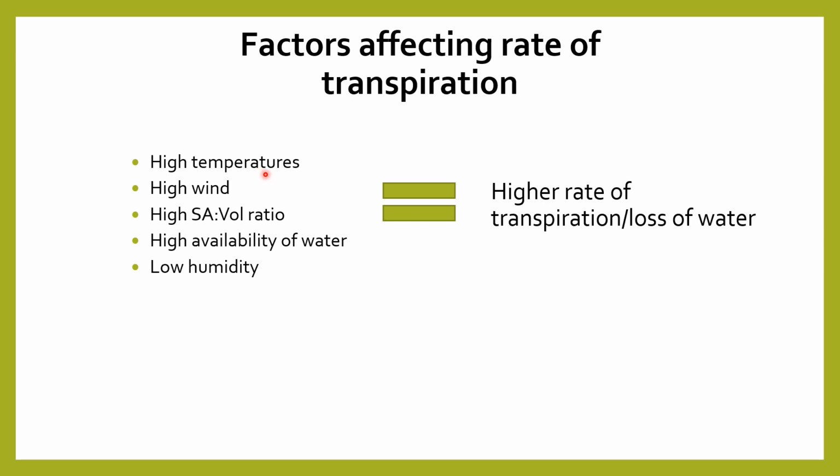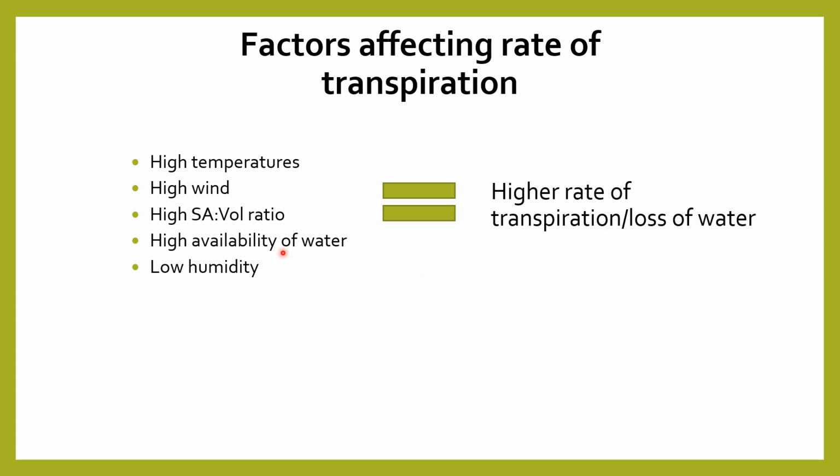So if temperatures are very hot, this means there is a higher rate of transpiration, obviously because this increases evaporation, therefore higher loss of water. If there's high winds, this can also increase the rate of transpiration and water loss. If there is a high surface area to volume ratio, for example, on the leaves, this also increases the rate of transpiration because there are more exit points for water to leave.